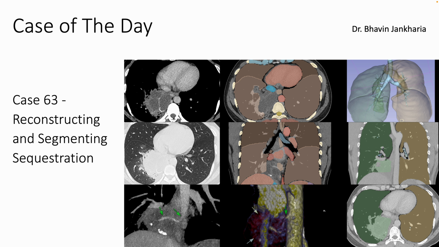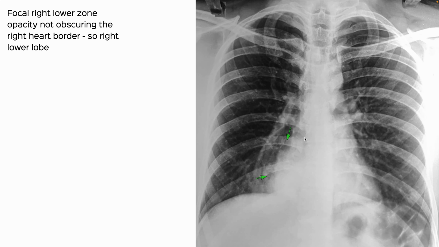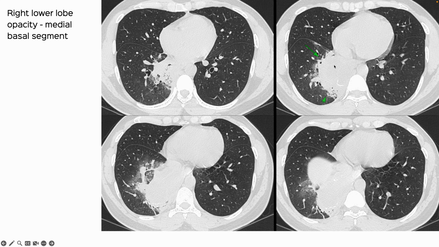We're looking at the 63rd case titled Reconstructing and Segmenting Sequestration. You can see this composite image here. It's a 29-year-old presented with cough and expectoration. The radiograph shows an opacity in the right lower zone, not obscuring the right heart border. It's in the right lower lobe, predominantly in the medial basal segment, a complex lesion that we can see here.